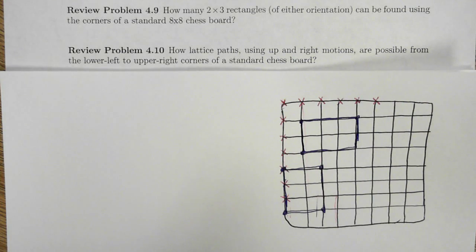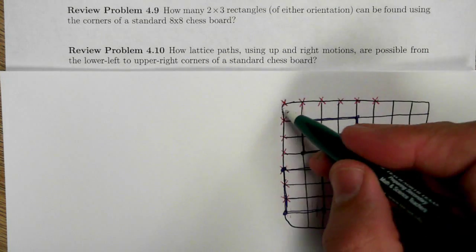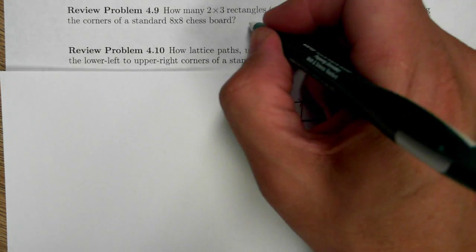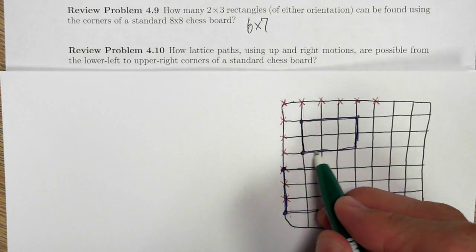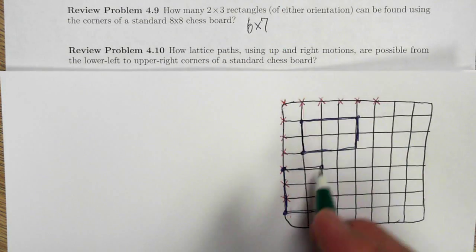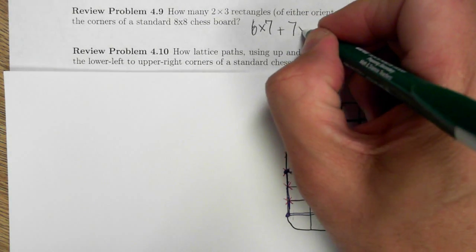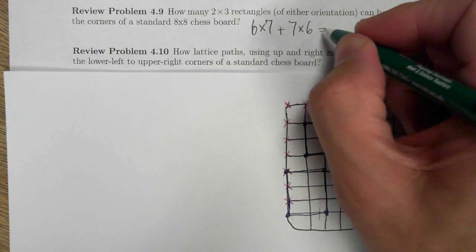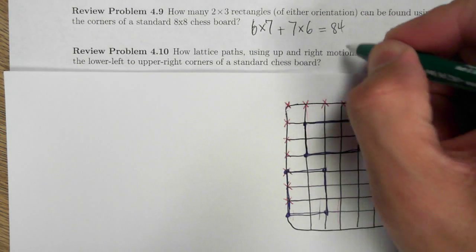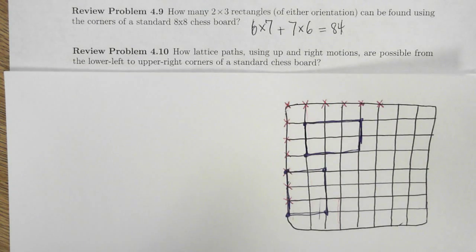So how many ways are there of that happening? Well, there's 6 possible answers for your column, 7 possible answers for your row, so there's 6 times 7 ways of getting a rectangle to fit with this orientation. Now, by the same logic, for this other orientation, there'd be 7 times 6 possibilities. And so that would be 42 plus 42, which makes 84 possible ways that you can put a 2x3 rectangle on an 8x8 chessboard.